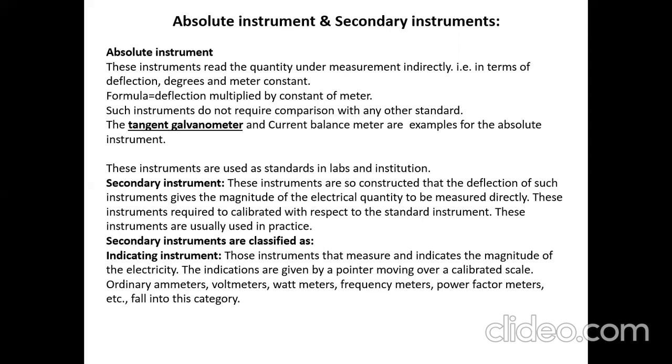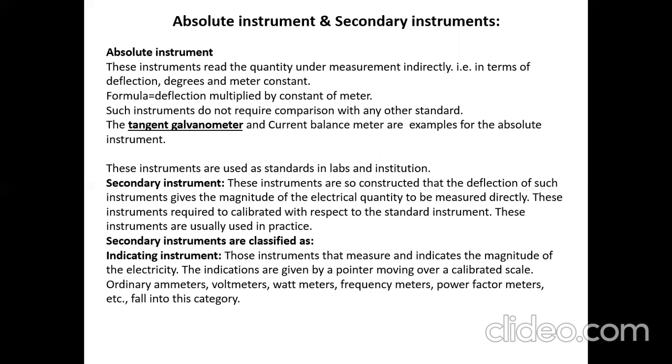And the secondary instrument means this instrument is constructed so that the deflection of such an instrument gives the magnitude of the electrical quantity to be measured directly. In that instrument there is one spindle used for showing the deflection. This will deflect, and this will show the magnitude of your electrical quantity like voltage, current, or power. This instrument is required to be calibrated with respect to a standard instrument.